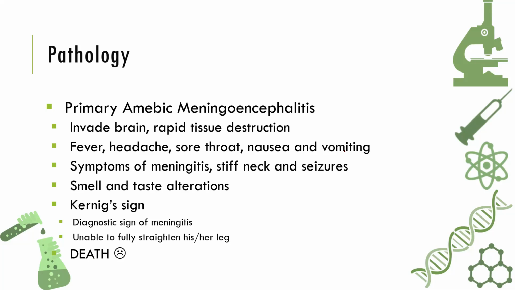Why? Because your olfactory nerves are affected. And there is what we call Kernig sign. This is a characteristic of meningitis, wherein you are unable to straighten your legs. And sad to say, primary amoebic meningoencephalitis is capable of causing death.